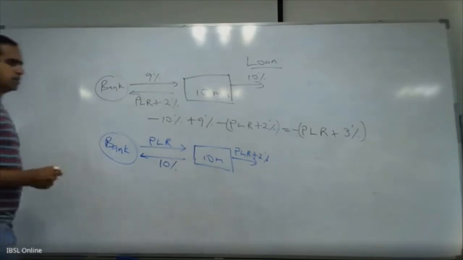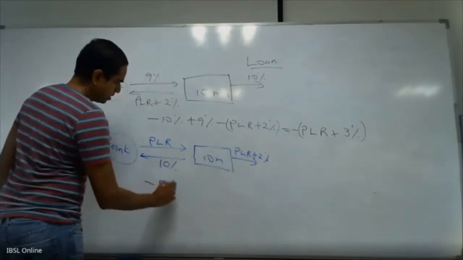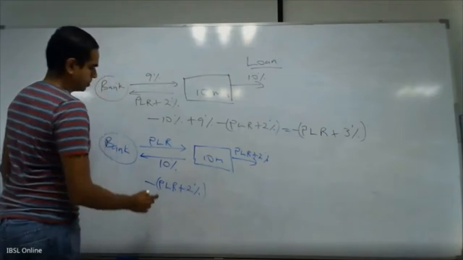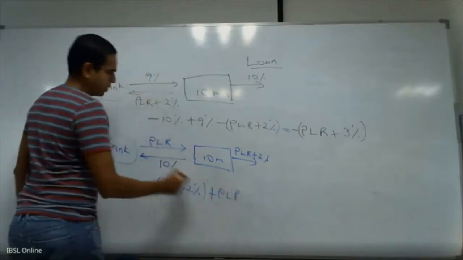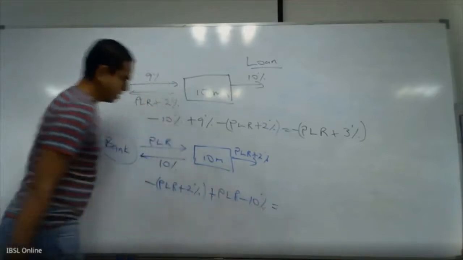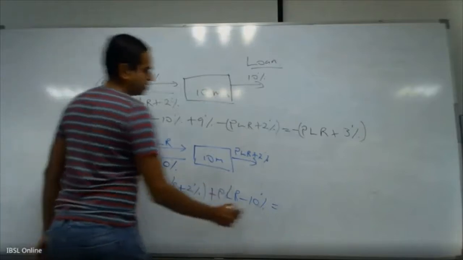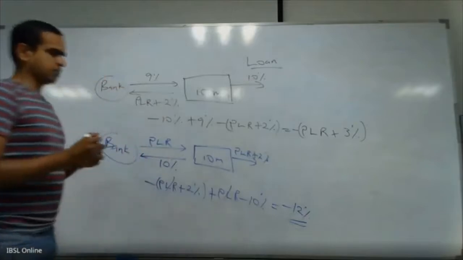Now, if you look at the cash flows, in the original loan you were paying PLR plus 2%. Then from the bank you are receiving PLR and you're paying 10%. So your net is, PLR cancels off, you're paying 12%. You end up paying a rate of 12%.